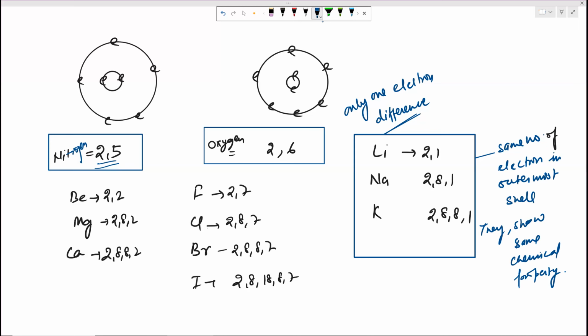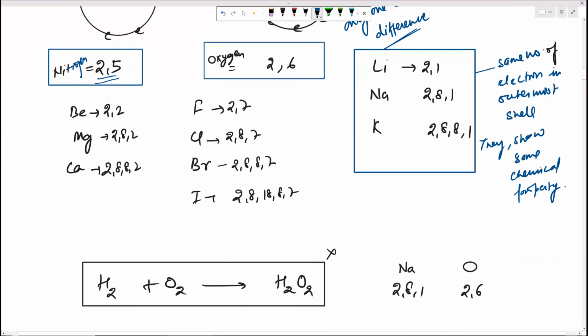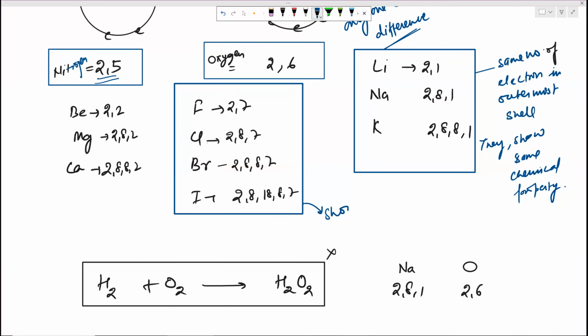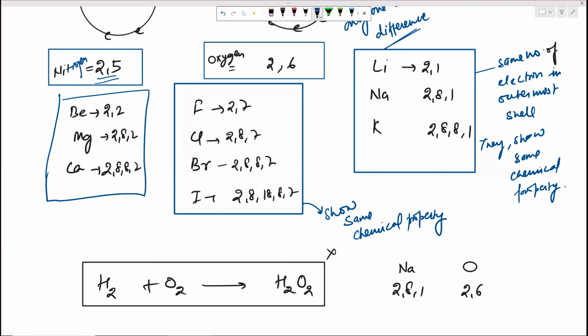Okay, they show the same chemical property. Here you see that beryllium, magnesium, and calcium have the same number of electrons, 2, in their outermost shell. Since they have the same number of electrons in their outermost shell, they will also show the same chemical property.